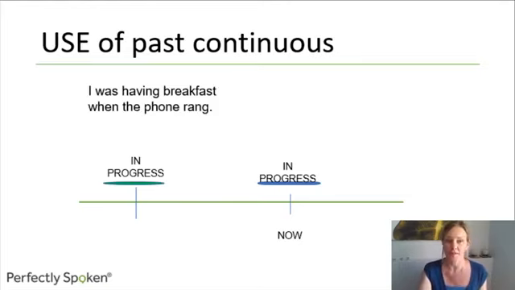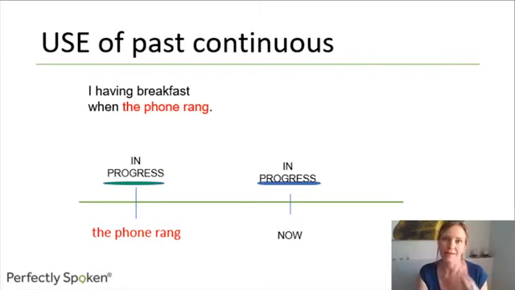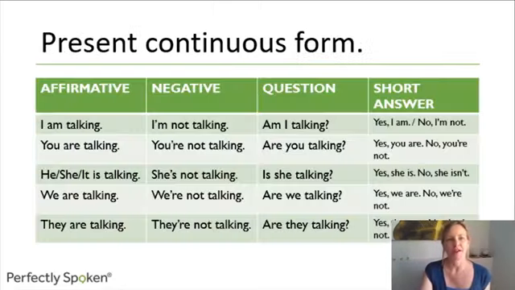Okay, so for example, going back to the first example, I was having breakfast when the phone rang. So that's the action in progress when the second action happens. Okay, right. Now here, just to talk about form, this is present continuous.